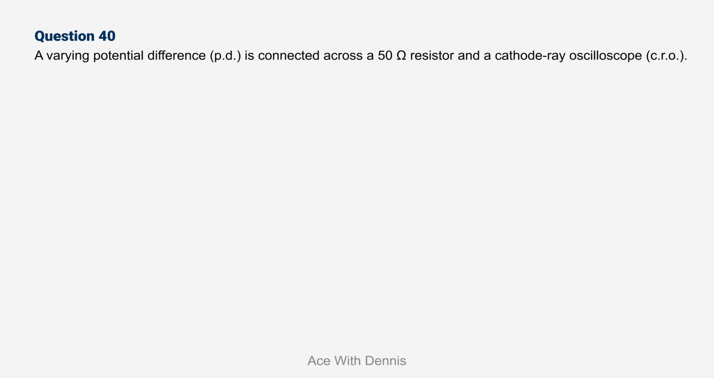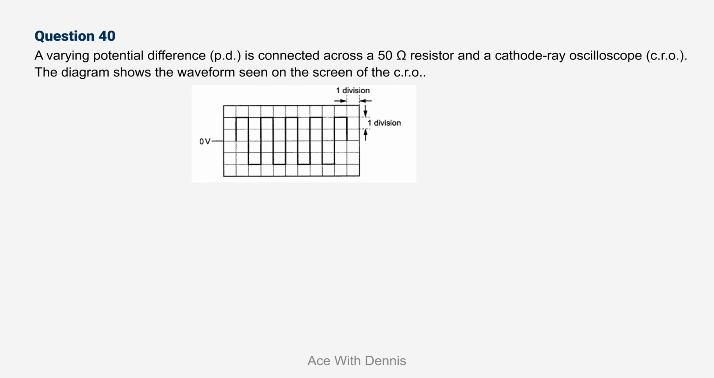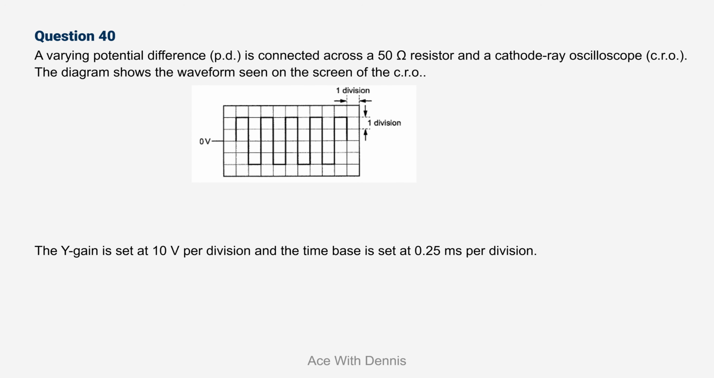And finally, the last question, question 40. A varying potential difference PD is connected across a 50 ohms resistor and a cathode ray oscilloscope CRO. The diagram shows the waveform seen on the screen of the CRO. The Y gain is set at 10 volts per division and the time base is set at 0.25 milliseconds per division. What is the energy dissipated in the resistor in one period of the waveform?